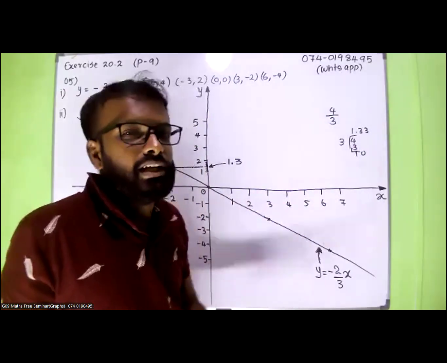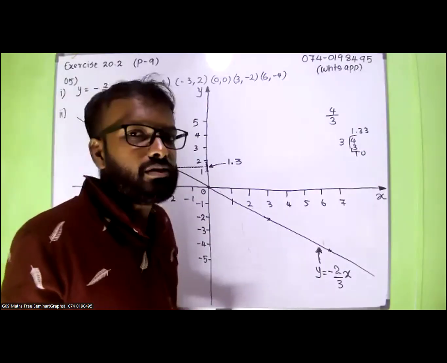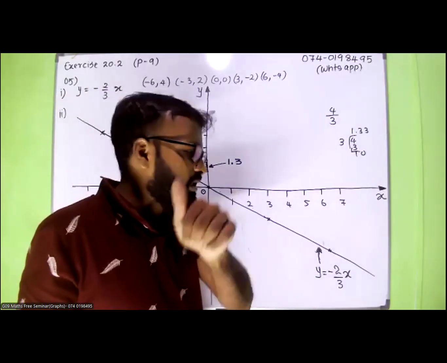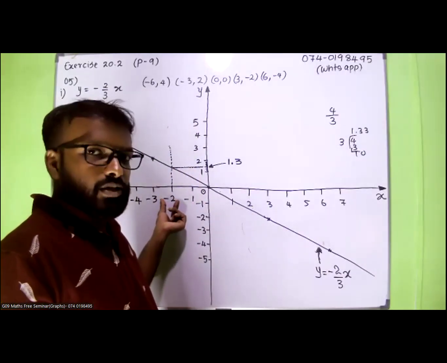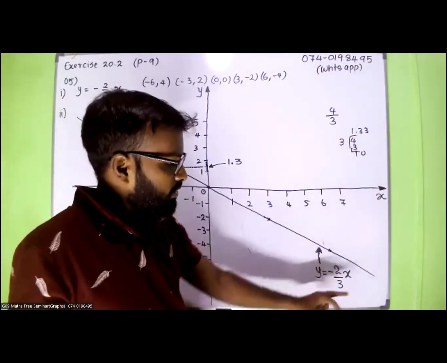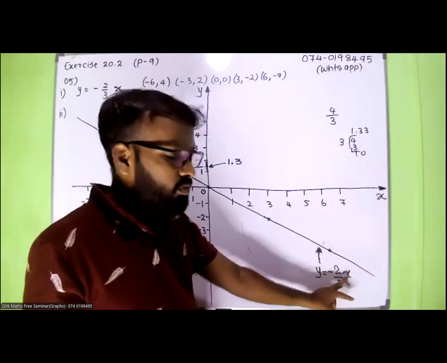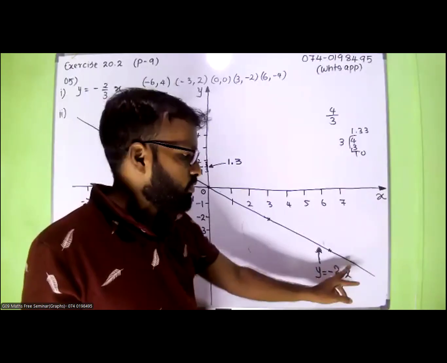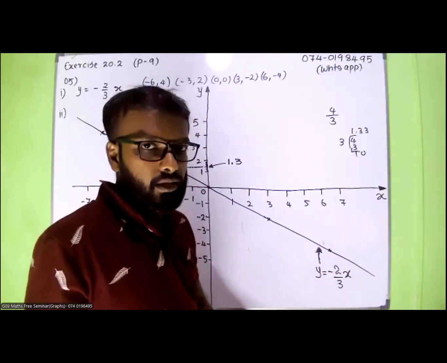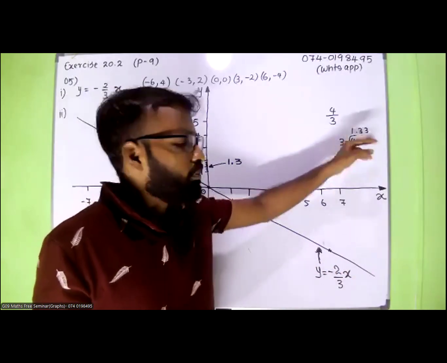But you can check it. You can check your answer. You have to do a little bit of work. Take x equals minus 2. Substitute it here, right? Minus into minus, positive. 2 upon 3 times 2. 2 times 2, 4 upon 3. 4 upon 3 again, 1.3.